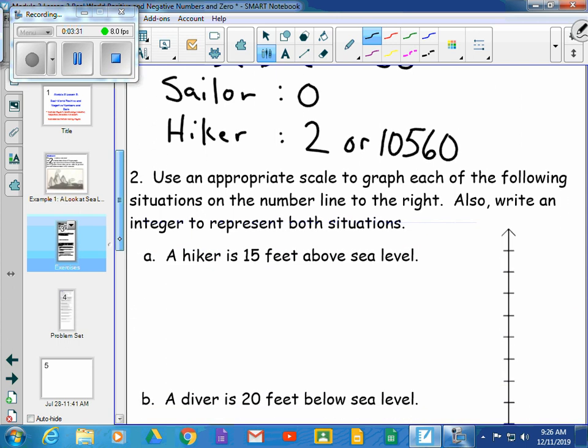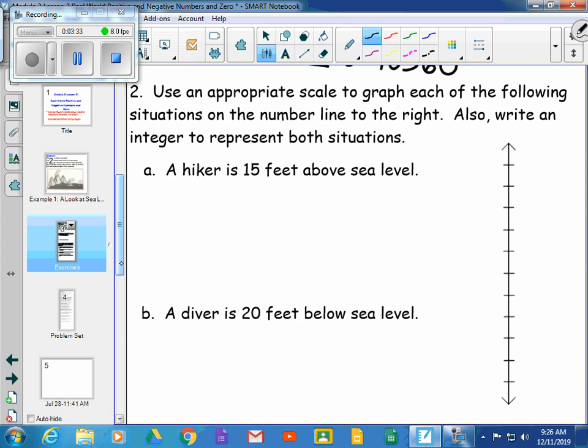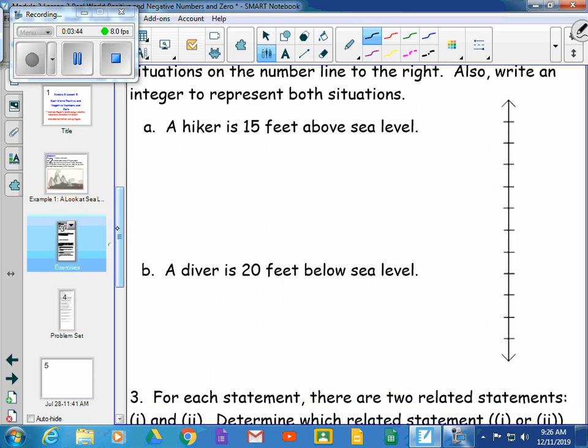Now if we look at number 2, it says use an appropriate scale to graph each of the following situations on the number line to the right. Also write an integer to represent both situations. So if we have a hiker that's 15 feet above sea level and a diver that's 20 feet below sea level, and I want to plot those points on the number line, I first need a starting point. I need 0.